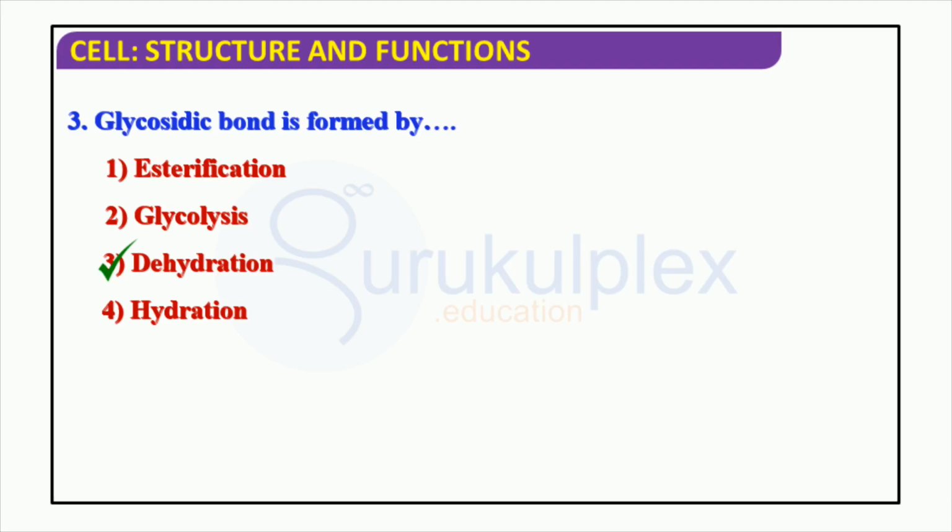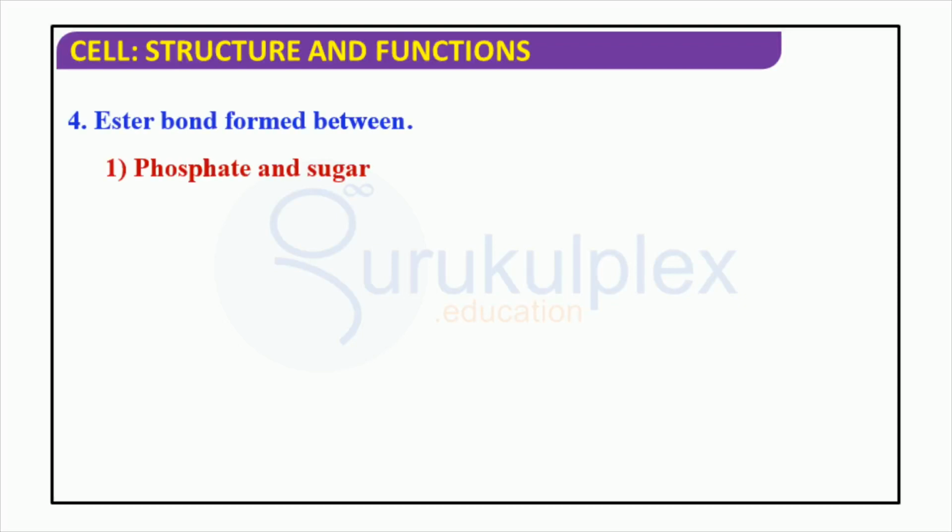This process involves the interaction between oxidation and dehydration, where water is removed from either one or both of the molecules. Then oxygen and hydrogen atoms combine to form the glycosidic bond. Additionally, it can also be formed through esterification or hydration.